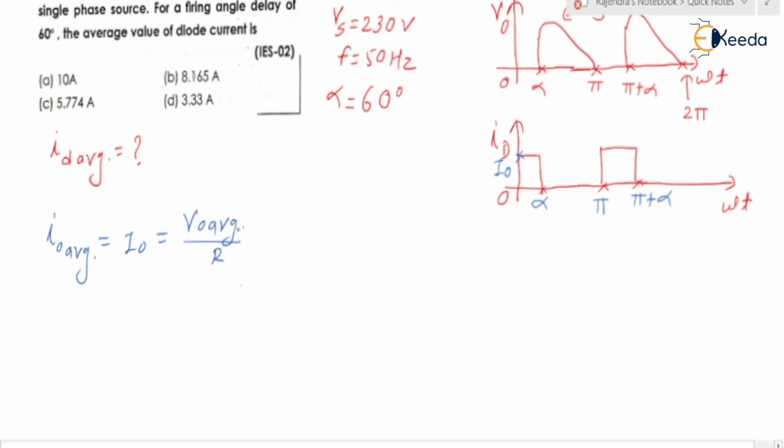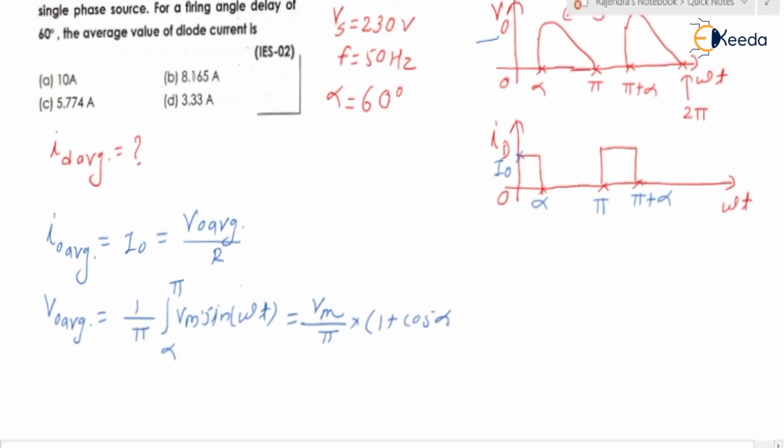Next, can we find the V0 average from this waveform? Yes, we have the waveform for V0, so we can find the V0 average. V0 average is equal to 1 by pi integration from alpha to pi of Vm sine omega t. If we check, this can be simplified as Vm by pi into 1 plus cos alpha, right?